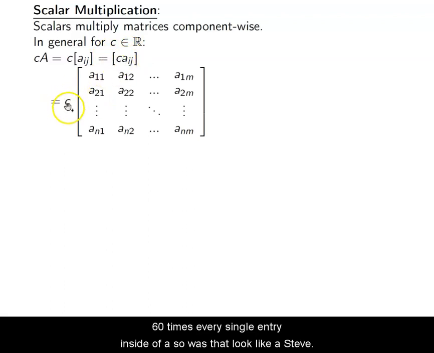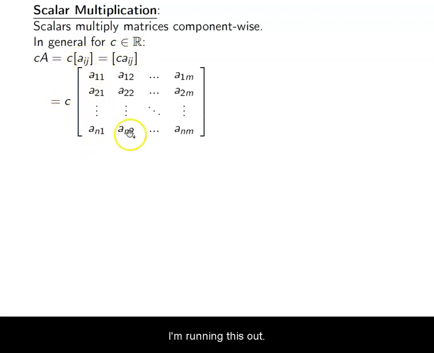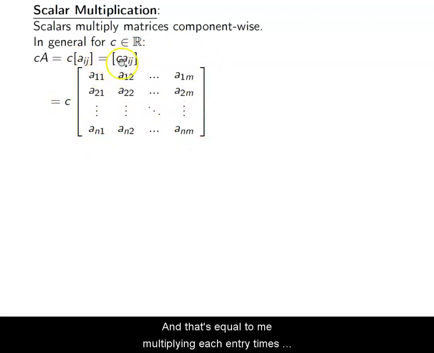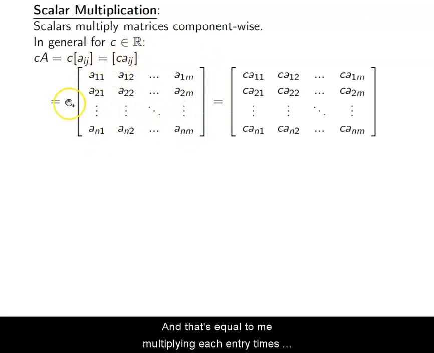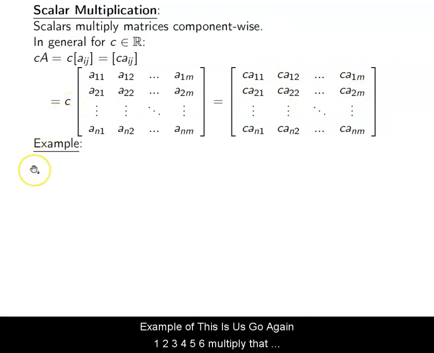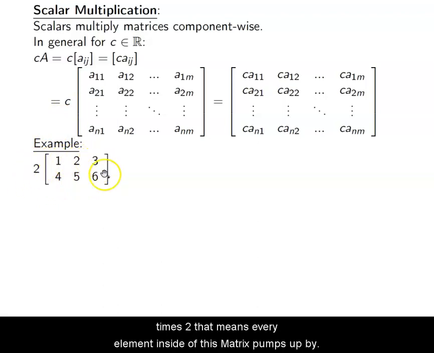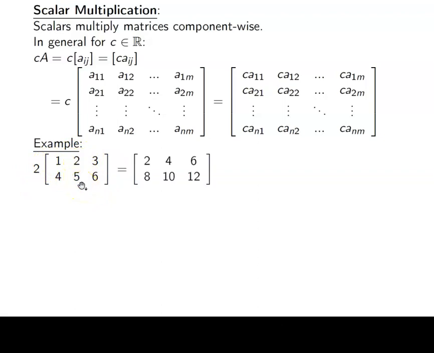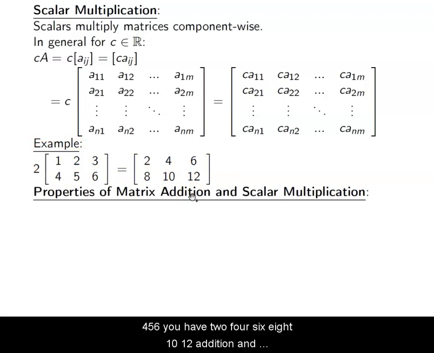So what does that look like? I have C. I'm writing this out in its component form, and that's equal to me multiplying each entry times this C. So every element inside this matrix gets multiplied by the same value. An example of this is, let's go again, 1, 2, 3, 4, 5, 6. Multiply that times 2. That means every element inside of this matrix gets doubled. So instead of 1, 2, 3, 4, 5, 6, we have 2, 4, 6, 8, 10, 12.